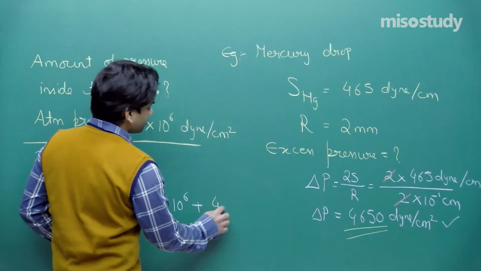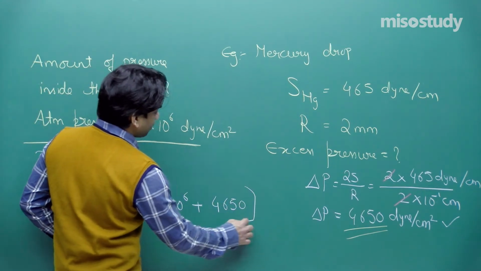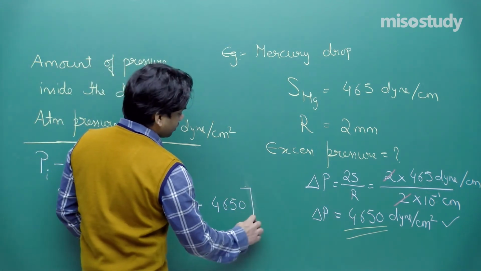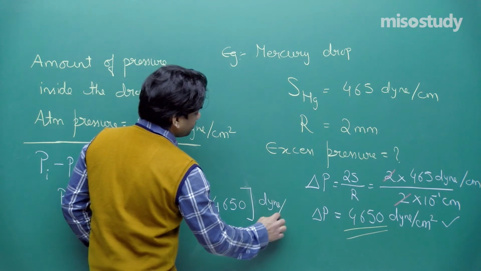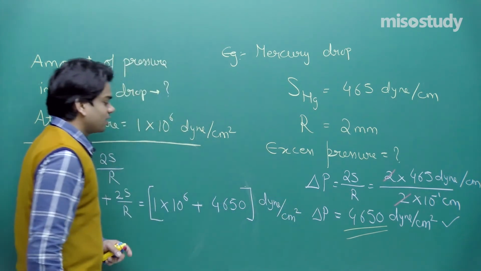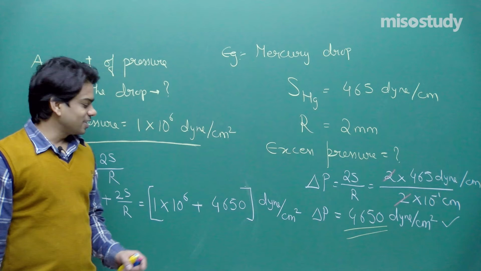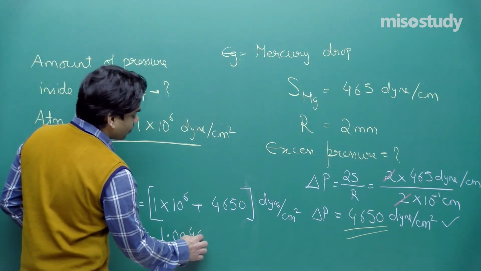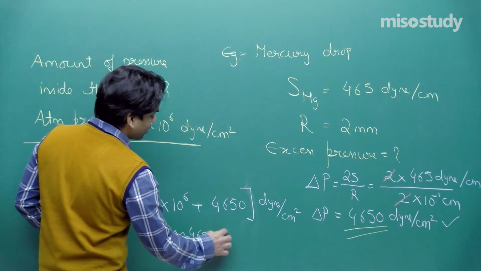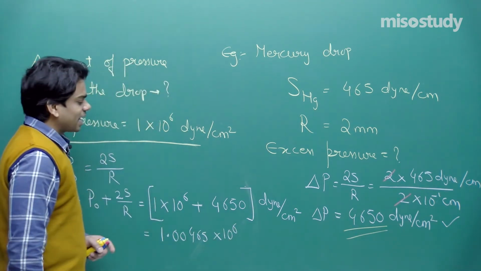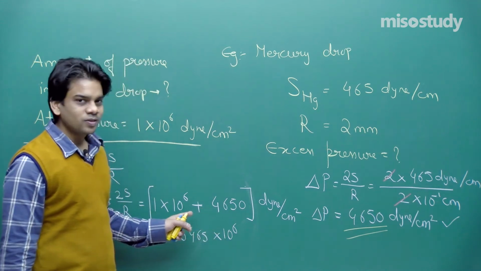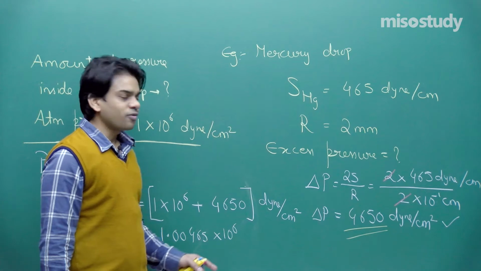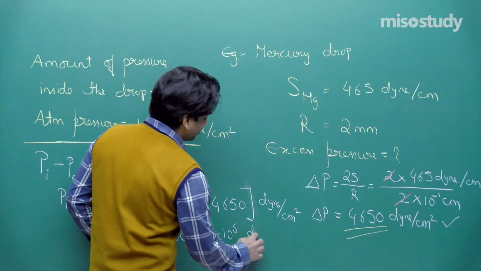So plus 4650. I am keeping the units the same, as both have the same unit, dyne per square centimeter. Now see here, this is quite simple. 4650 can be written as 0.004650 into 10 to power 6. So we can write that this is 1.00465 into 10 to power 6 dyne per square centimeter.